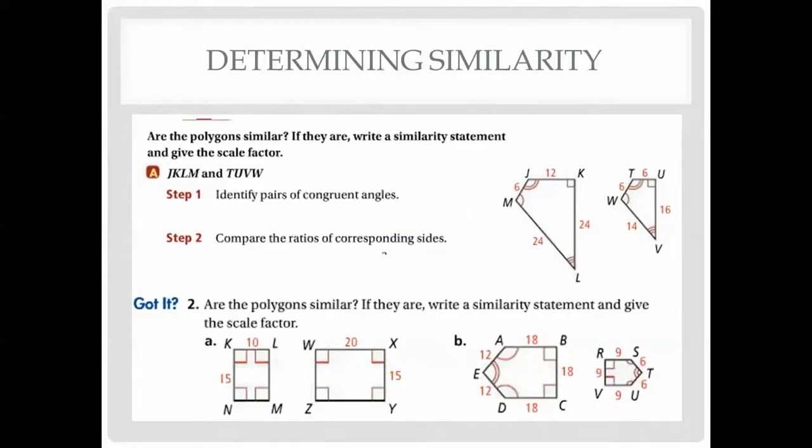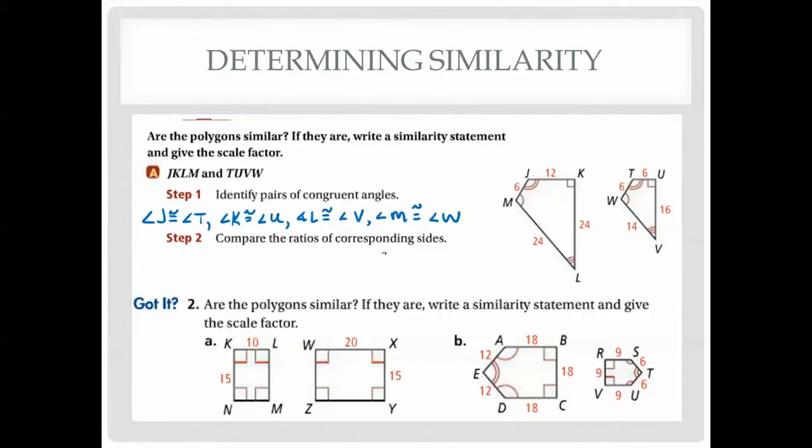Alright, now we want to determine if two polygons are similar. So remember, two things have to be true. All pairs of corresponding angles have to be congruent, and all the sides need to be proportional. If that's true, then we're going to write a similarity statement and give the scale factor. So first step, are all the angles congruent?